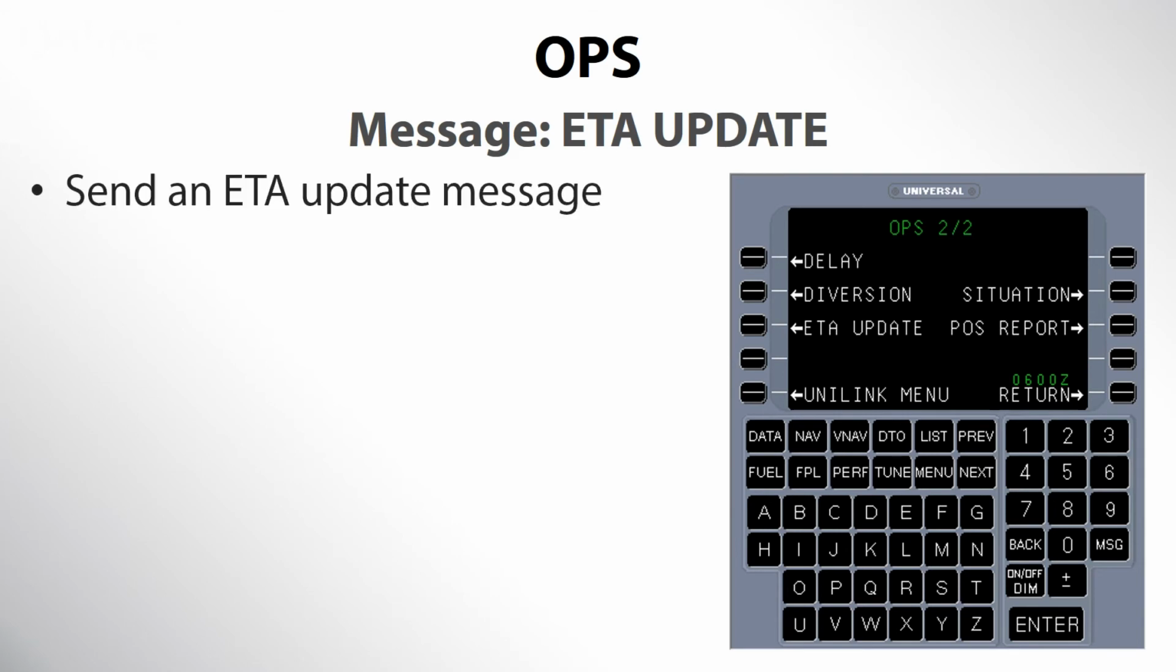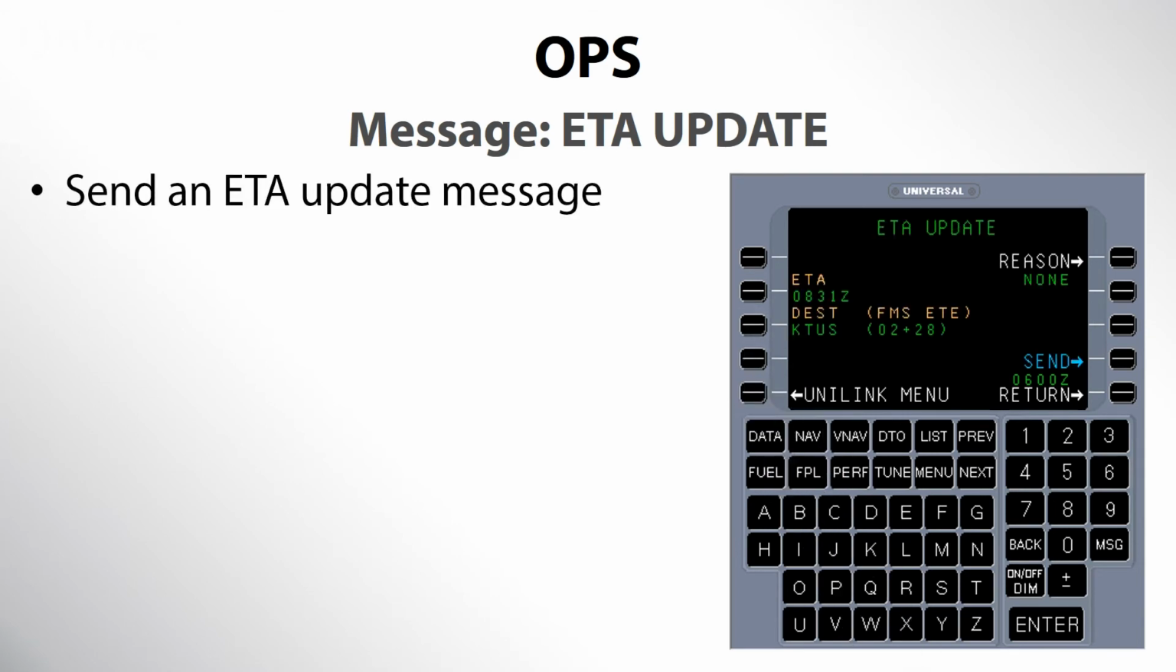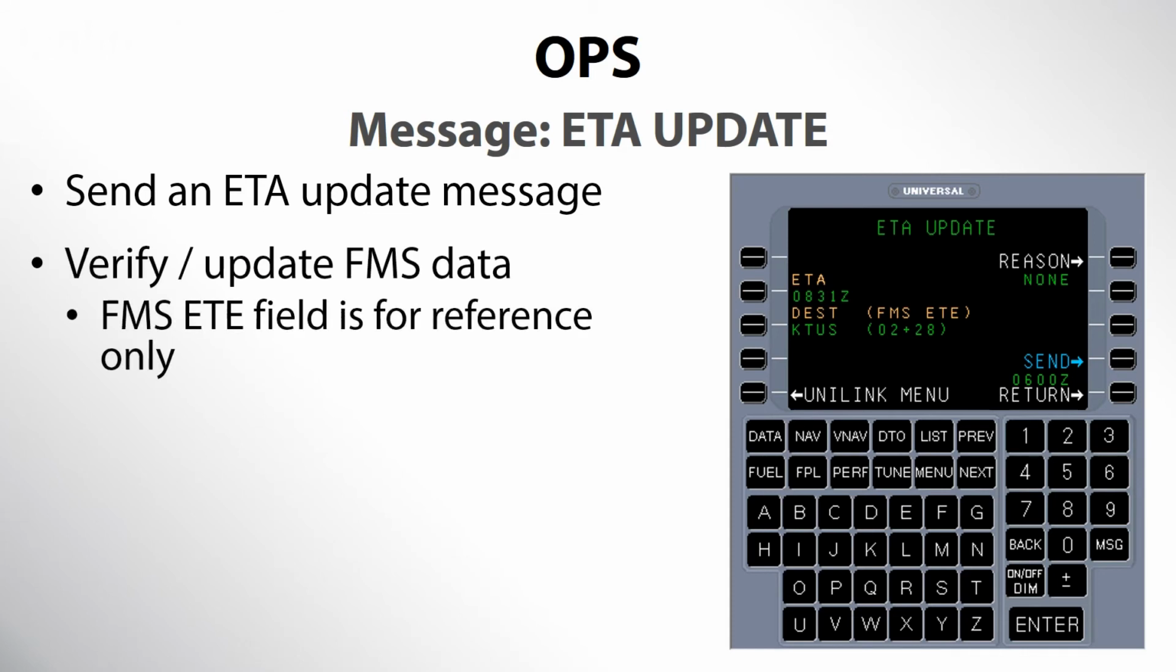The ETA Update page is used to send an ETA update message. To send an ETA update message, verify or update all of the FMS supplied data. For this example, we will assume that the FMS data is correct. The FMS ETE field is provided for reference only and displays the current computed FMS estimated time en route. If you are making manual entries, this field will remain blank.